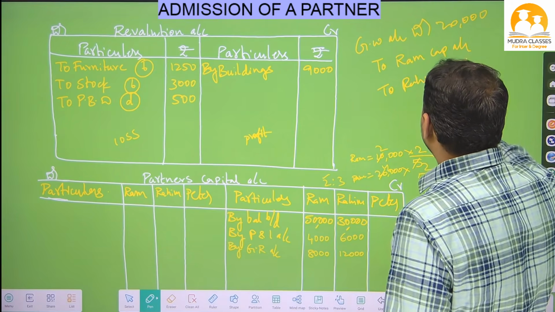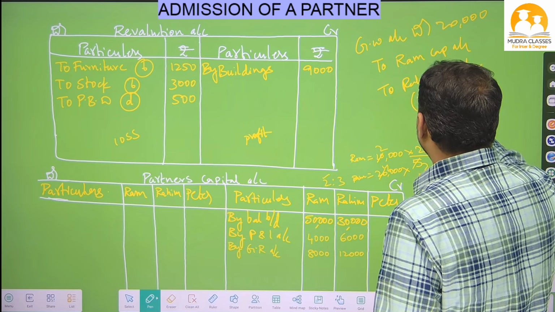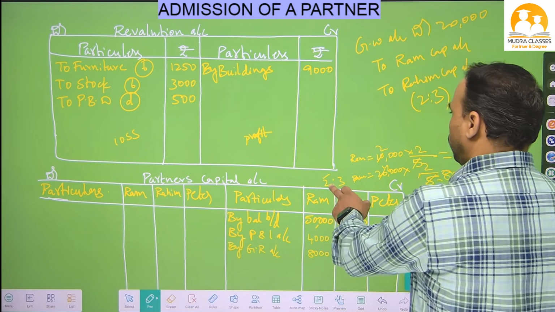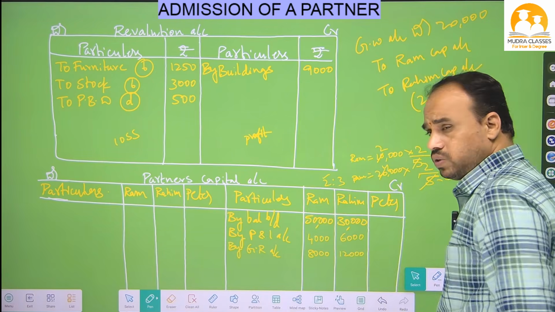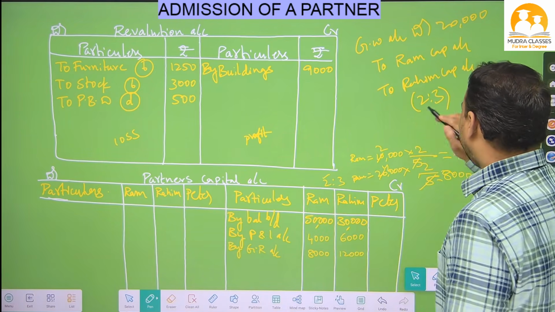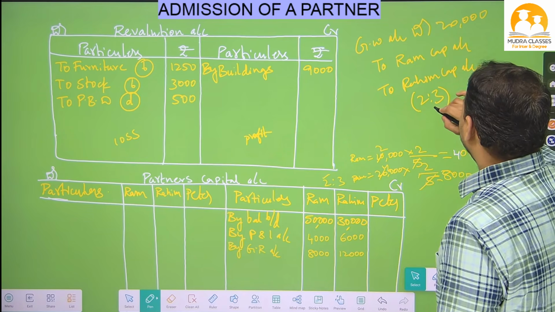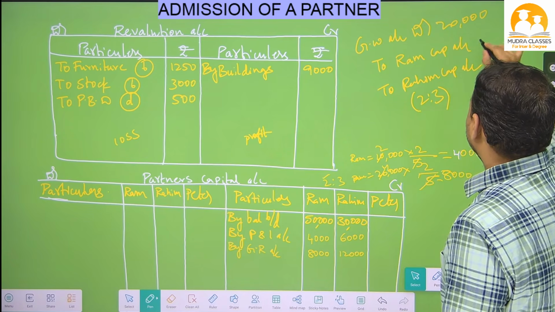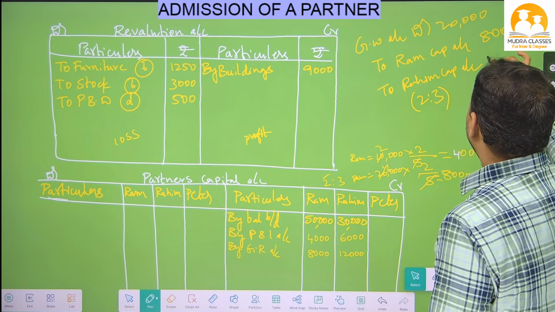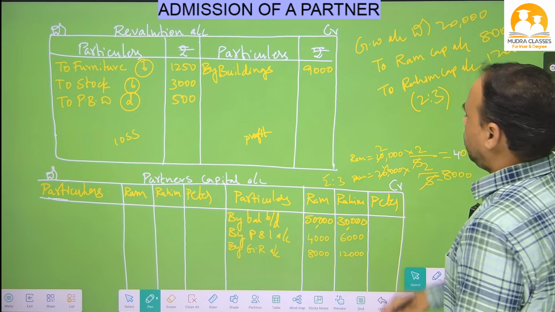So these 20,000 rupees of goodwill we have to distribute to old partners in which ratio? Sacrificing ratio. Here old ratio and sacrificing ratio both are same, Nana. So in 2:3 we have to distribute. So 20,000 divided by 5 parts. So 8,000 rupees is getting by Ram and 12,000 rupees is getting by Rahim.